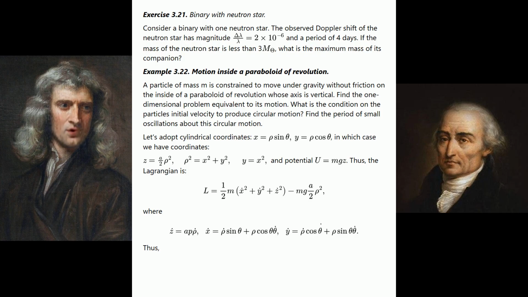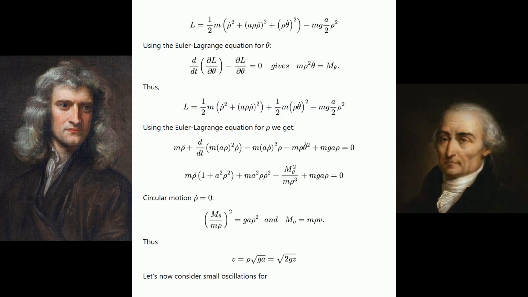Let's adopt cylindrical coordinates x equals rho sine theta, y equals rho cosine theta, in which case we have coordinates z equals a over 2 rho squared, where rho squared equals x squared plus y squared, and potential U equals mg z. Thus, the Lagrangian is, see the equation shown, where, see the next equation, thus, see the equation shown.